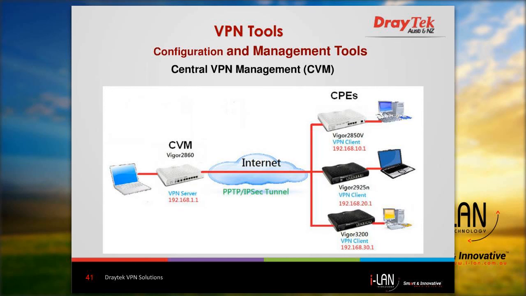And the VPN configuration and management tools DrayTek have provided include the Central VPN Management, which I think is listed as CVM, in the high-end routers such as the 2860, 2925, VIGA 2960, and 3900. This was covered in a webinar earlier this year. But if you're interested, just let us know. We can go through this topic again in the future. So you can let us know in the survey at the end of the webinar.